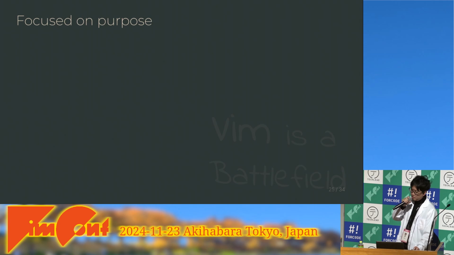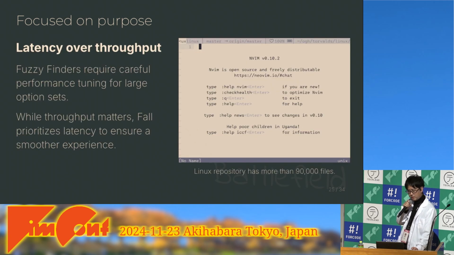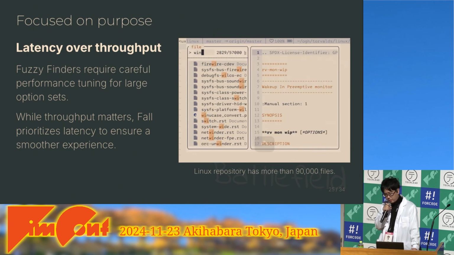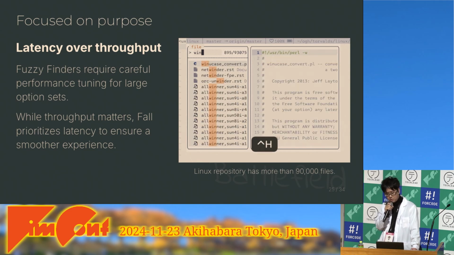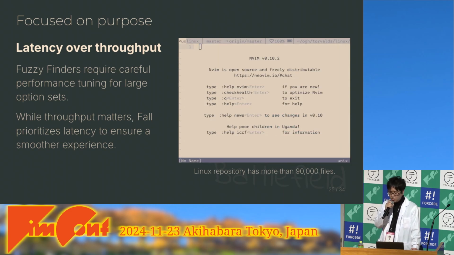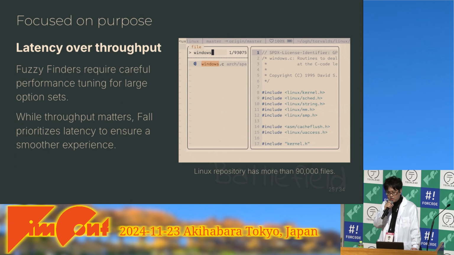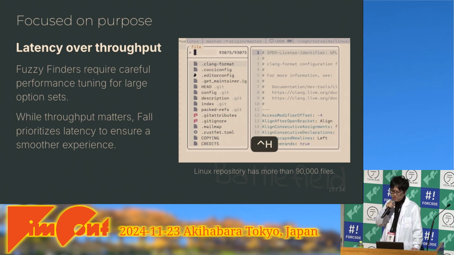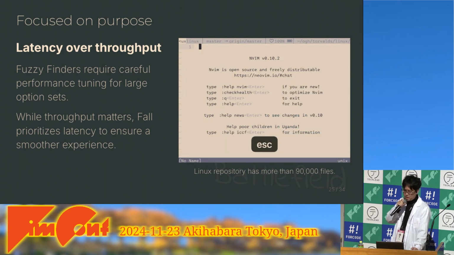Alright, finally, let's talk about the last feature. Well, it's debatable whether to call it a feature, but Fall is designed to prioritize low latency over high throughput. Of course, having high throughput is great, but if increasing throughput comes at the cost of latency, the user experience suffers. Anyone who has used Vim for a long time knows how frustrating it can be when latency drops.